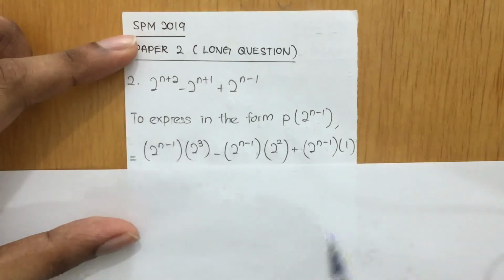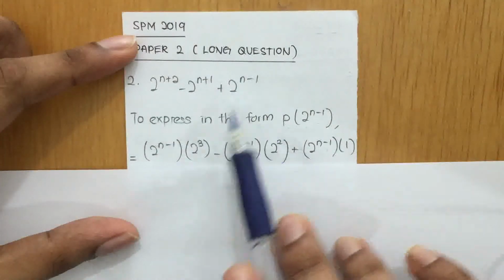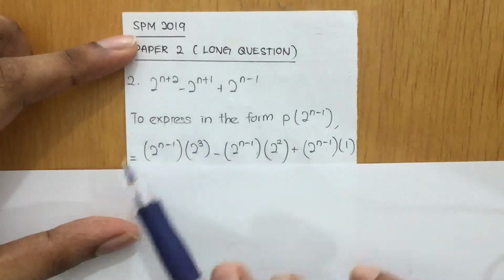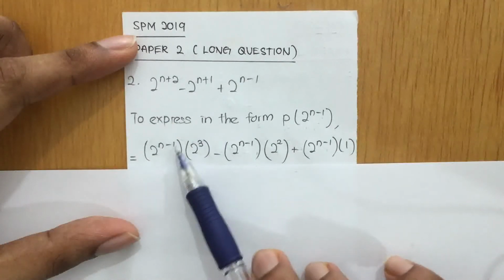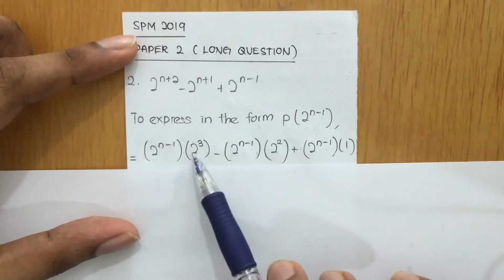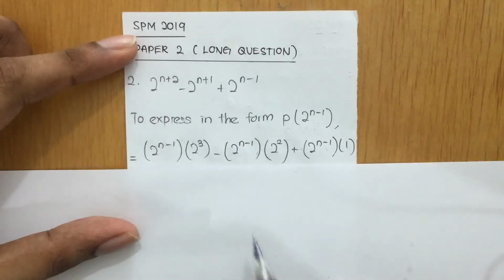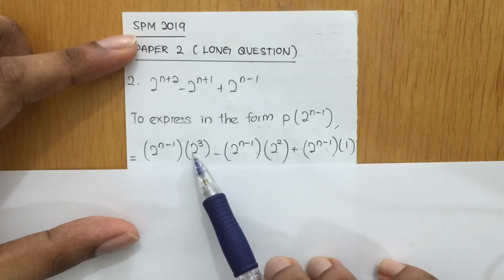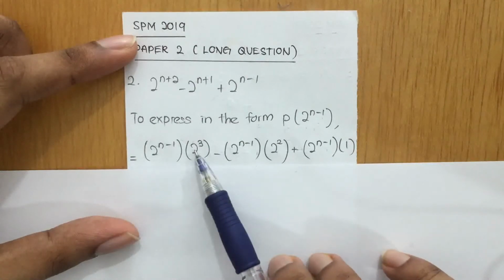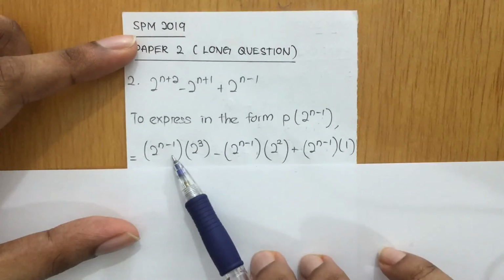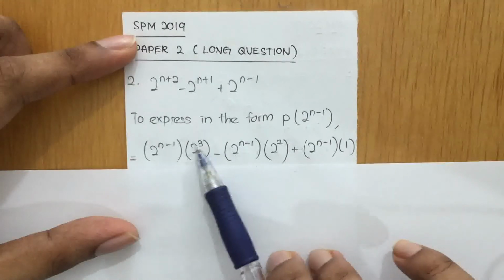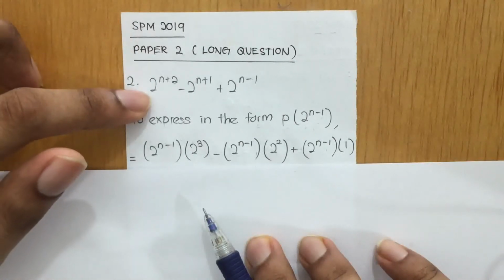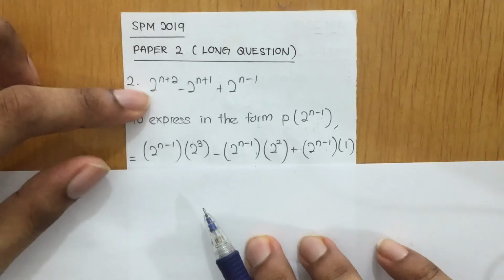Okay, so what you do, you factor out everything in terms of 2 to the power of n minus 1. For the first term, you factor it out and then you should get 2 to the power of 3. Why do you get this? There is a reason, guys. When the indices have the same base, you times them and then you add the powers together. So n minus 1 plus 3 gives you back the original term, which is 2 to the power of n plus 2.